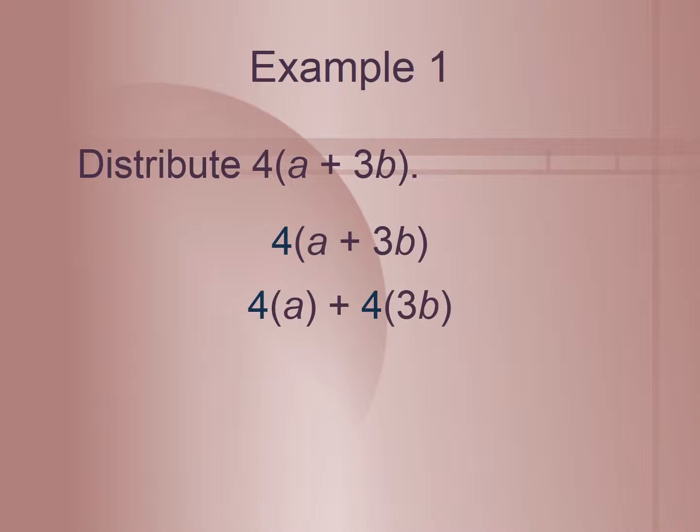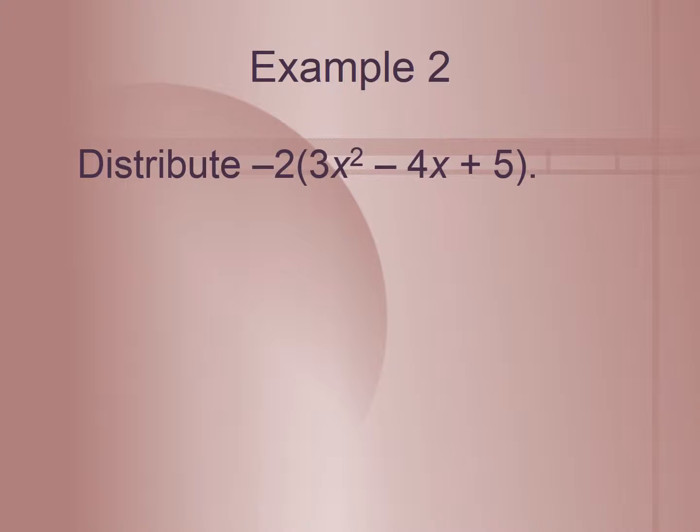Let's look at an example. Let's say we want to distribute 4(a + 3b). So the first thing we want to do is take the 4, that's what's being distributed, and we're going to multiply 4 by every single term on the inside of the parentheses. So 4 times a and then 4 times 3b. Well, 4 times a is 4a, and 4 times 3b is 12b.